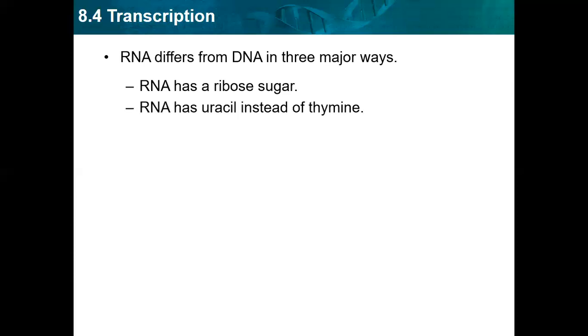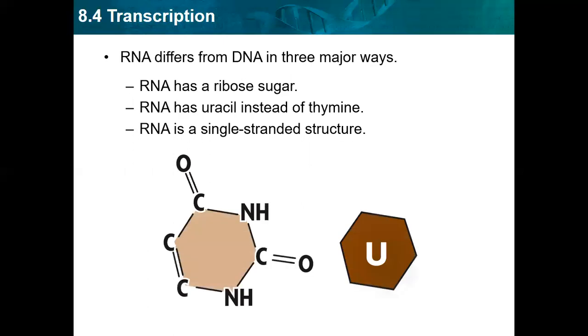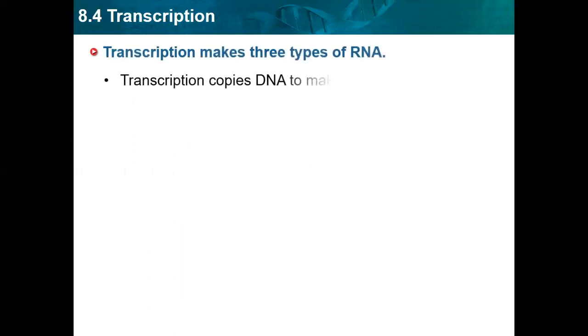And the second thing is, in DNA, we have thymine, adenine, guanine, and cytosine. But in the case of RNA, we're going to have uracil replacing the thymine. So instead of having T pairing with A, you're going to have U pairing with A instead of T. So this is the second difference. And the third difference is RNA is a single strand, while the DNA is a double strand. The RNA is a single strand, but the DNA is a double helix. So this is the structure of uracil.